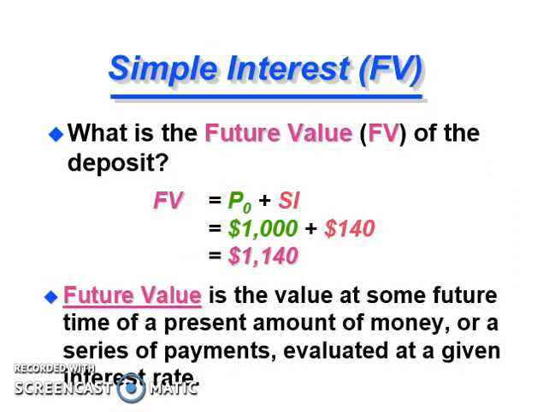Future value is something that you earn at a future date after investing the present amount of money for some particular time period. So in this case, the principal amount plus the simple interest would become the future value. The future value is the value at some future time of a present amount of money or a series of payments evaluated at a given interest rate. So in this case, if we add the principal amount of 1,000 with the simple interest that has been earned of $140, it becomes $1,140.